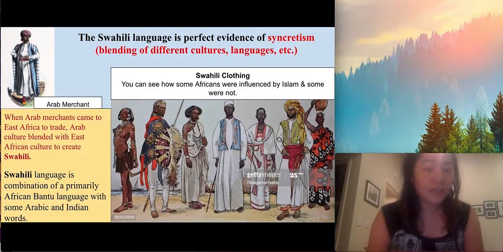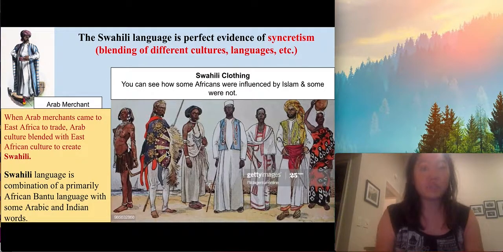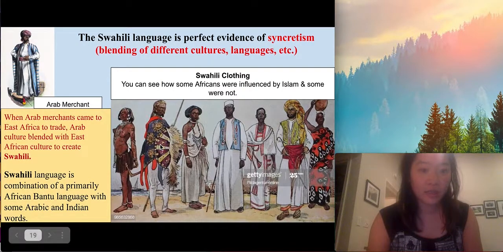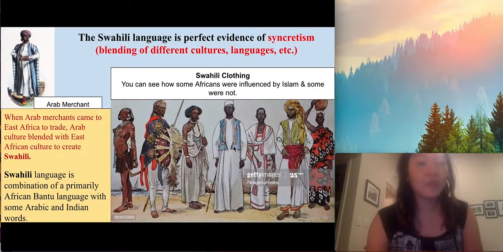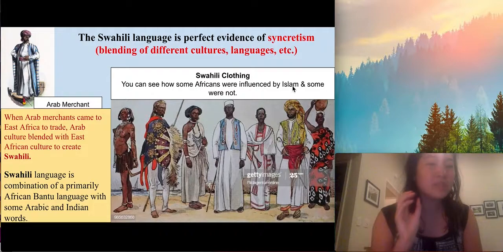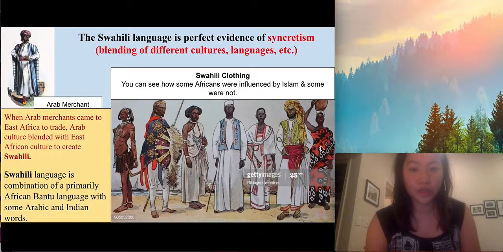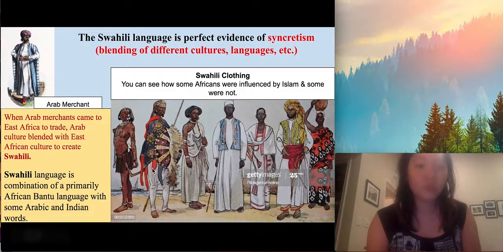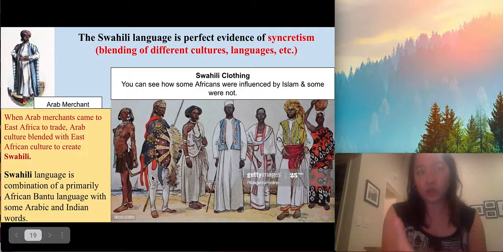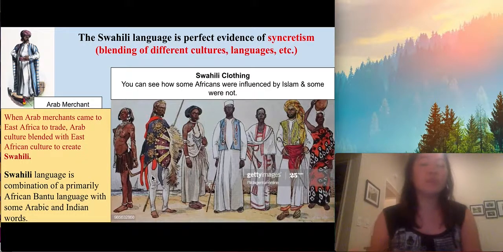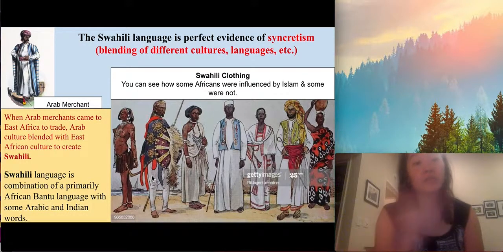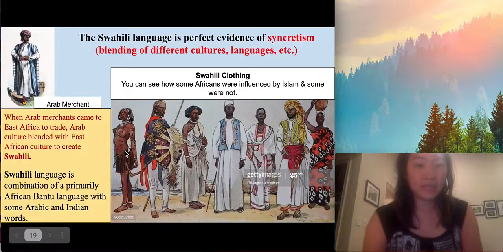So there's lots of evidence of syncretism in Swahili clothing. Take a look for a moment at all these different types of Swahili clothing, and you can see how some Africans were very influenced by Islam, right? This is what an Arab trader might wear. This looks very similar to that. But some Swahili clothing was not influenced by Islam, right? We see a little bit more traditional African dress in some of this picture, which shows that not everyone completely accepted Islam as well. Some people rejected it for their own African identity.